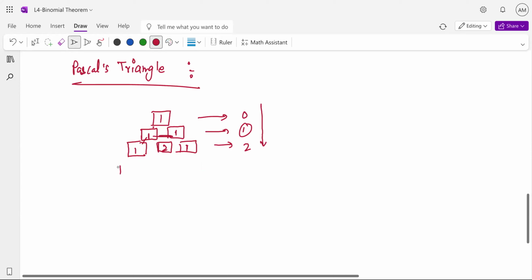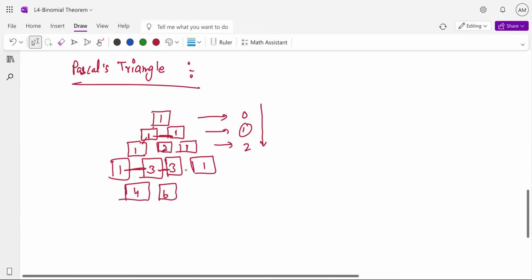Okay. So here you'll be having one, three, three, and again the final is one. If you look, these two elements are there. In between, you can directly put four. Two elements are there, you can put six. Two elements are there, you can put the sum of them, four, and the last one comes out as one.